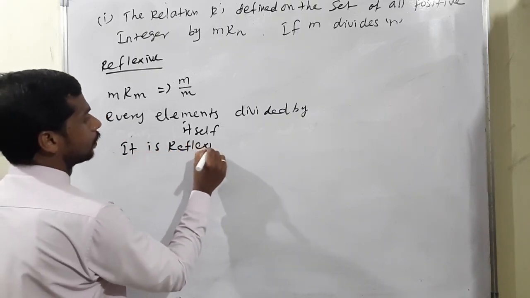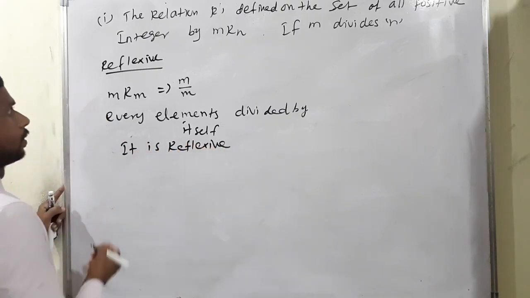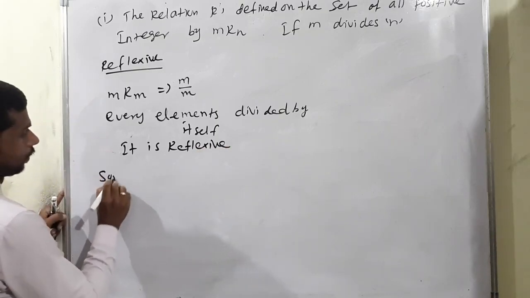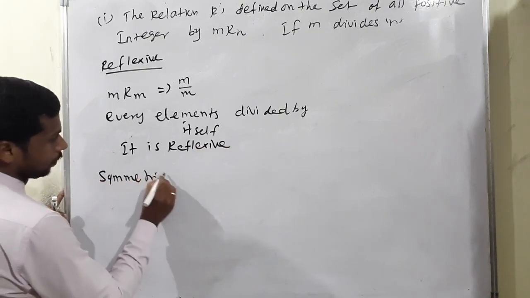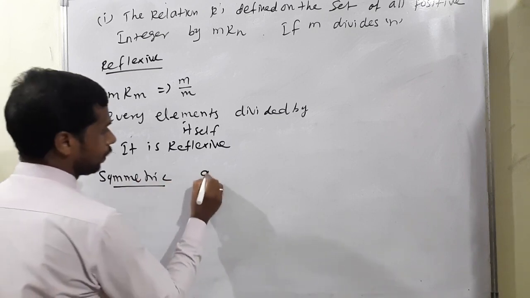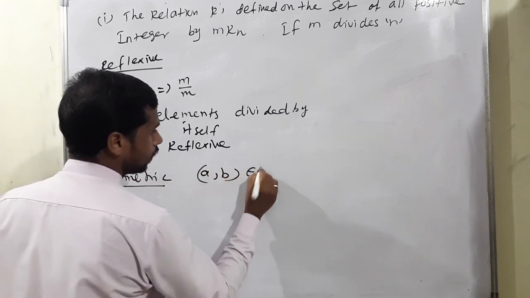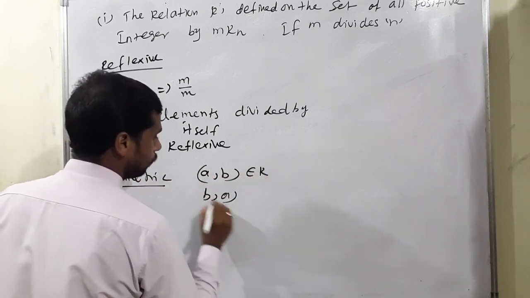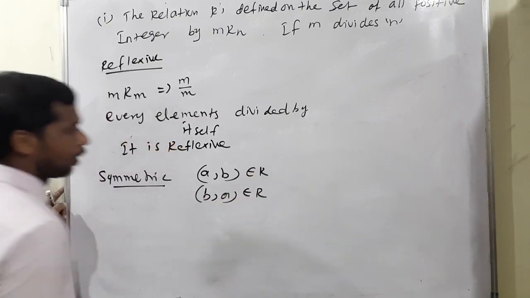It is reflexive. Second one, symmetric. So, what is the meaning of symmetric? (a, b) belongs to R means (b, a) also belongs to R.